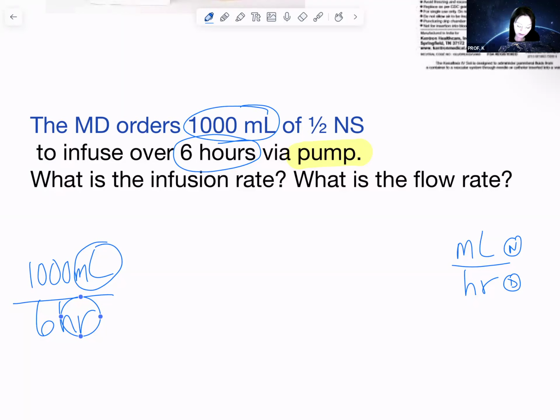When you divide 6 into 1,000 in your calculator, it'll say 166.666. Anything greater than 10, we round to the whole number. I'm going to set my IV pump at 167 milliliters an hour.